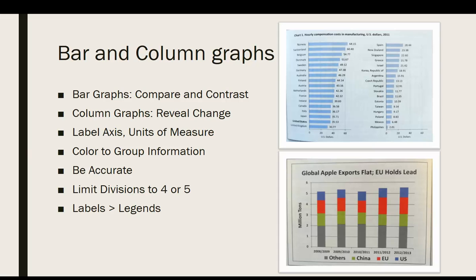And then finally, keep in mind that labels are better than legends. The bottom uses a legend to represent the countries, but since there are only 4 different countries in question, it's fine to use a legend there. But at the top, the label with each country, instead of using a color and then a legend, makes it clearer what's happening there.